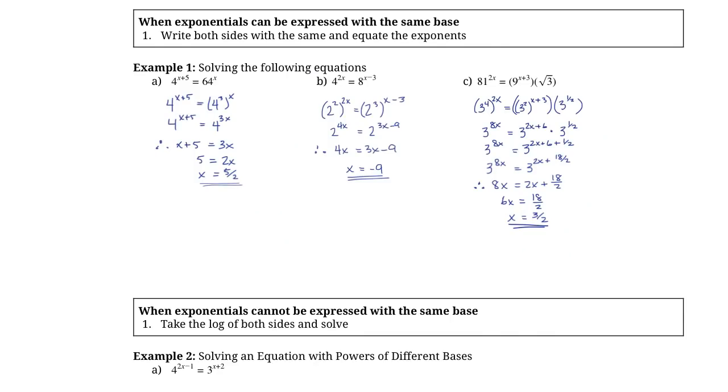So notice in these first three questions, we didn't have to use any logarithms or anything like that. We just had to find the same base. So whenever we can do that for a question, it's usually the easier route to use. Now, sometimes we can't do this. For example, this next question.